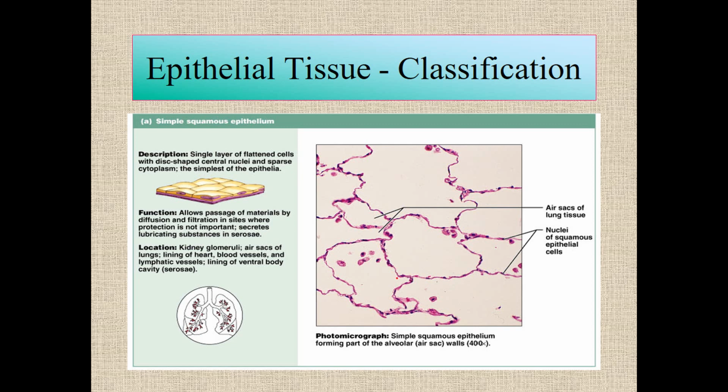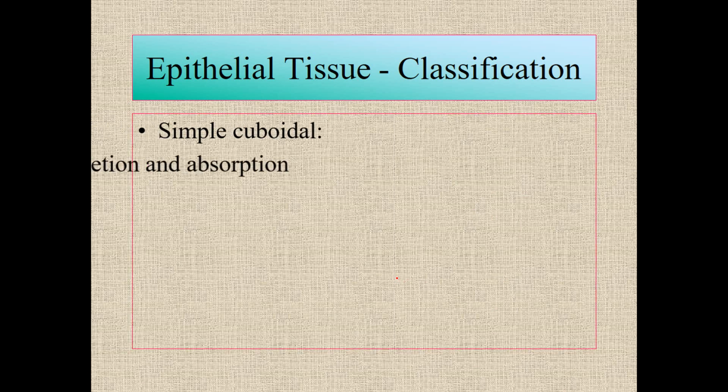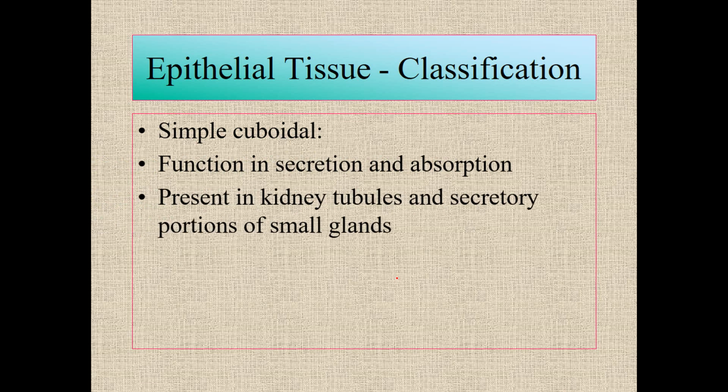Okay. Next we have the simple cuboidal, and that's going to function in secretion and absorption, and we're going to see that also in the kidneys and the secretory portion of small glands. Really, where you're going to see this in lab is the thyroid gland. You don't need to know that for lecture. It's just that's what you're actually going to be taking a look at.